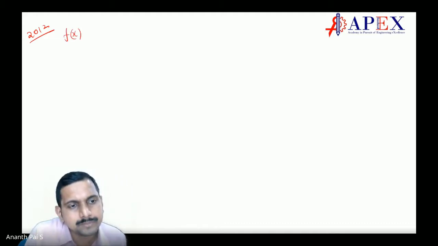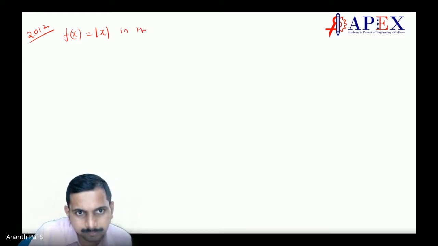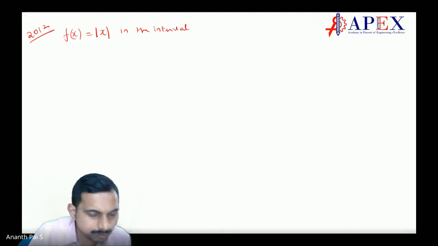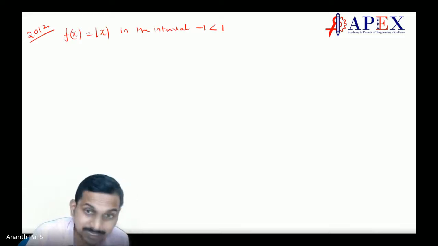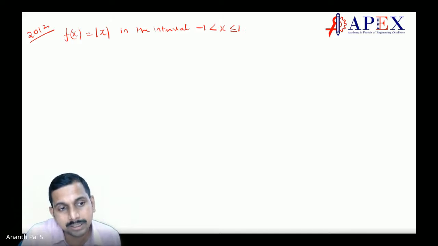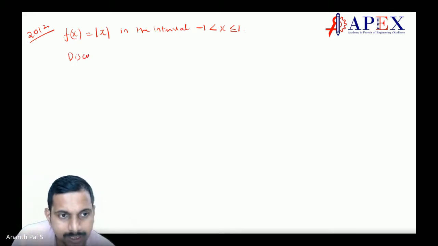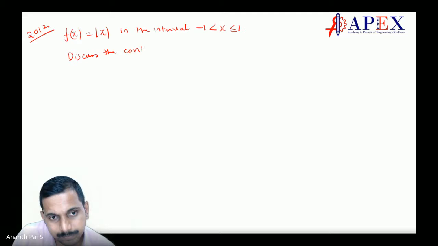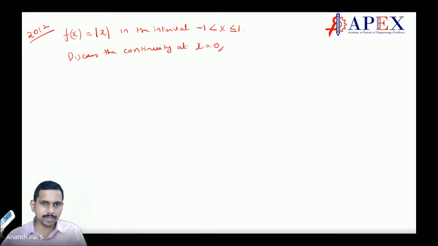f of x is equal to modulus of x in the interval -1 less than x less than or equal to 1, okay. Differentiability is also there, but we are not considering differentiability. Discuss the continuity at x is equal to 0. Tell me, students. I have modified it according to our needs, okay.